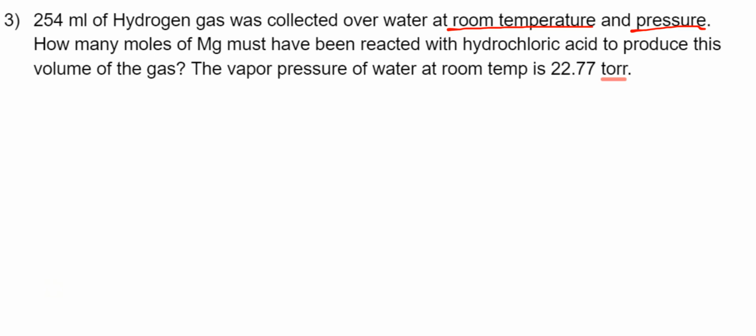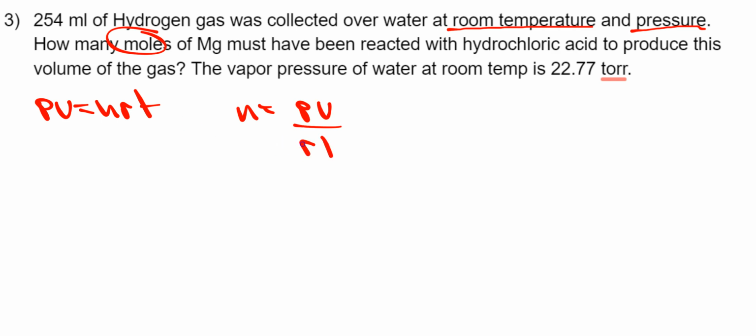Problem 3 is quite a bit different. Ultimately, it still will come down to PV = nRT. All right, we're solving for moles. So if PV equals nRT, then n will be equal to PV over RT. This is the equation we're eventually going to use to figure this out. It's not that bad, but there are a couple of things we have to do before we get there.